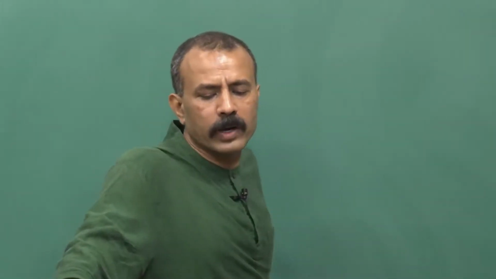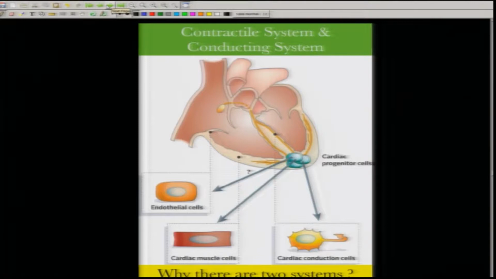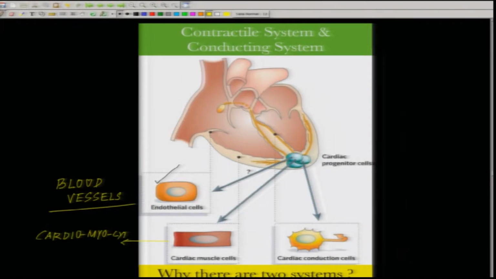Okay. Now moving on. I talked to you about the contractile and the conduction system. So these are the different cell types that I tried to mention. You have the endothelial cells, which form your blood vessels. You have cardiac muscle cells, cardiomyocytes, which are essentially the ones shooting action potentials with a huge plateau.